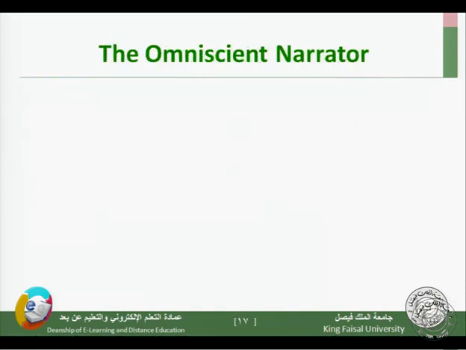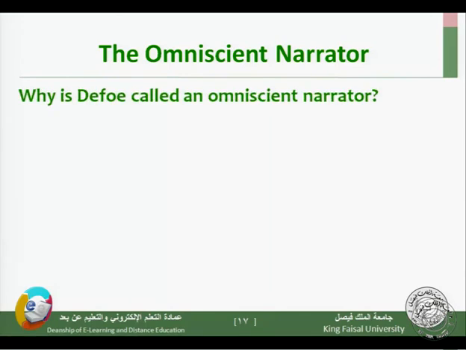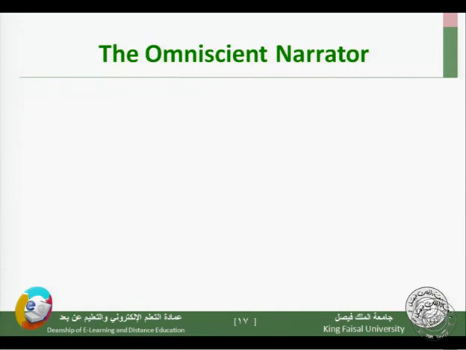The last point in this lecture today, lecture 7, is the omniscient narrator. What is omniscient? The omniscient narrator is the one who knows everything about the novel. The narrator is the person telling us the story, talking to us about everything. He has glasses, and through them we understand everything else.